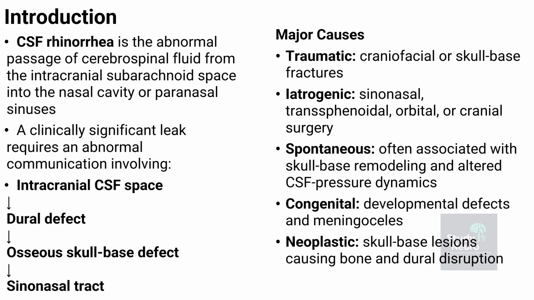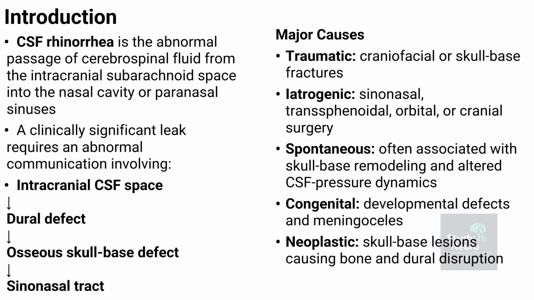Cerebrospinal fluid rhinorrhea occurs when cerebrospinal fluid passes abnormally from the intracranial subarachnoid space into the nasal cavity or paranasal sinuses. A true leak, therefore, requires a pathway through the dura and skull base into the sinonasal tract. Causes include trauma, surgery, spontaneous skull base defects, congenital abnormalities, and erosive lesions. The essential concept is simple. This is an abnormal communication between the intracranial and sinonasal compartments.